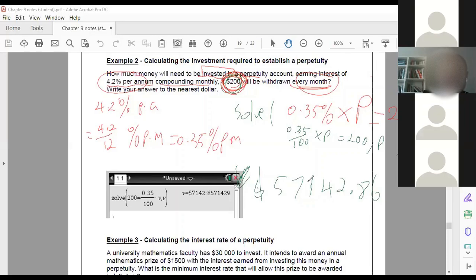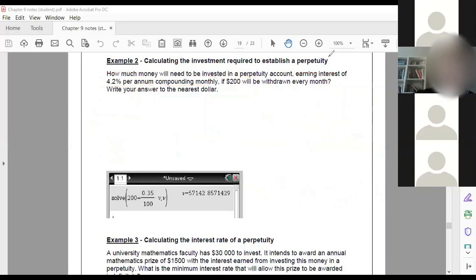Okay, so the most important thing again is still to convert to a monthly percentage. I can't find that mouse at the moment, which is really interesting. Okay, clear that one.